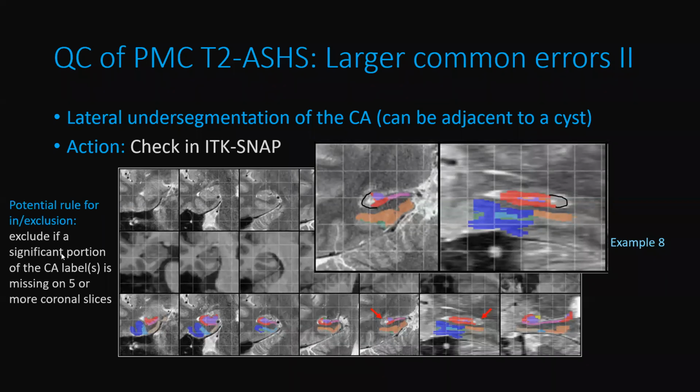So for example, you can exclude if a significant portion of the CA label or labels is missing on 5 or more coronal slices. And for T1-ASHS, we actually did this more on the sagittal plane, but since it's so fuzzy, I think it might be easier just to check this on the coronal plane. But of course, if you feel very comfortable with the sagittal plane, you can also come up with a rule for the sagittal plane.